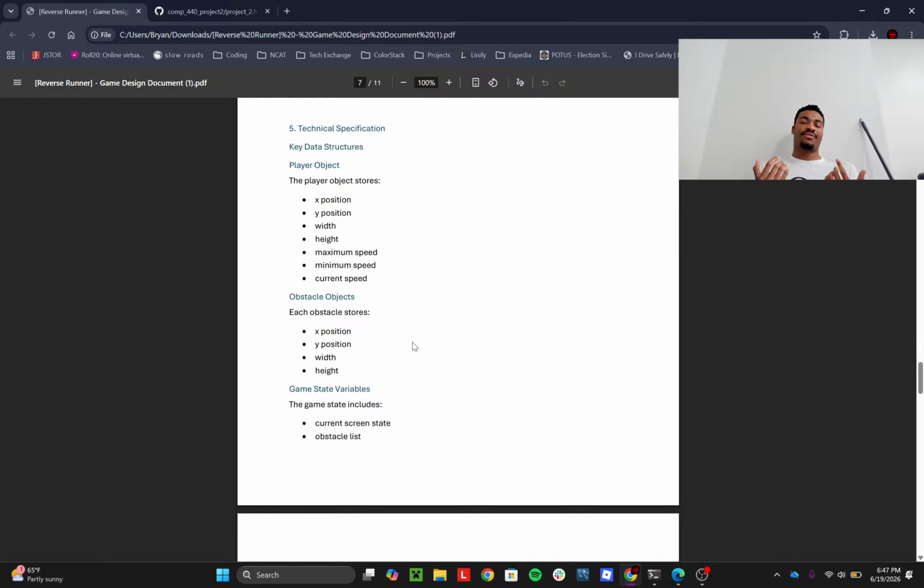Now, the planned technical structure included the player object, the obstacle object, collision detection, movement management, difficulty scaling, and canvas rendering. And the final implementation did stay close to this plan, of course.